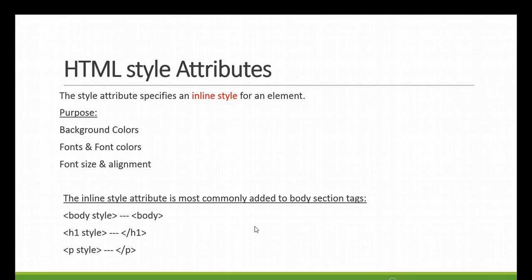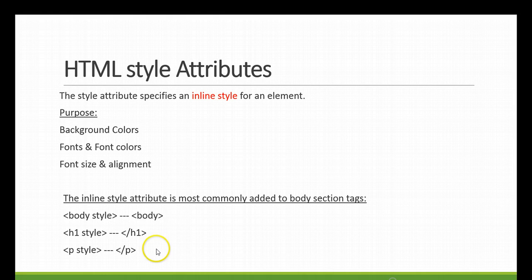the basic formatting. Now the purpose of styling would be to change background colors, fonts and font colors, font size, and alignment as well. The inline style attribute is most commonly added to body section tags. Now the reason for this is the body controls the content. Thus, the only options we can change would be body section tags.